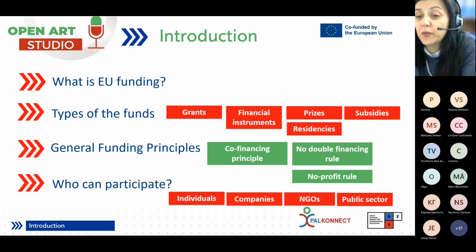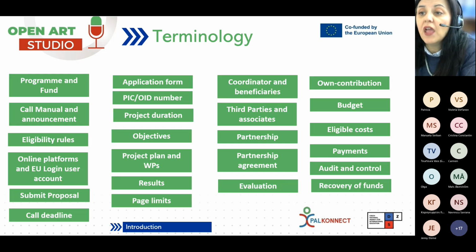Mostly participants are companies, NGOs, public sector organizations, but also individuals. Individuals can participate in the residencies, for example, and they can indirectly be involved in other activities in which companies and NGOs are participating as partners. And this is one of the questions that we are going to try to answer here, about the terminology, the vocabulary we are using when we are speaking about European programs.